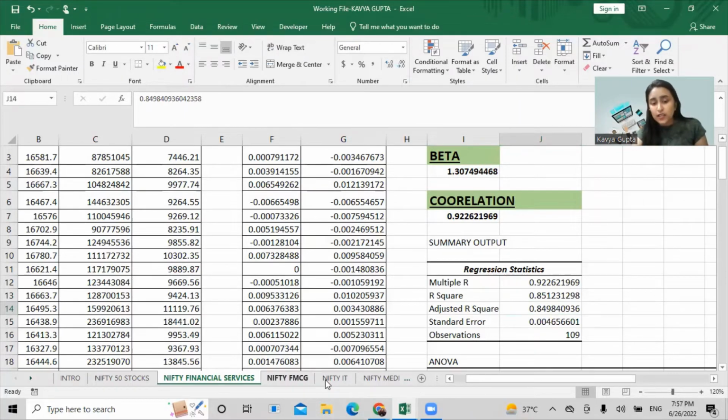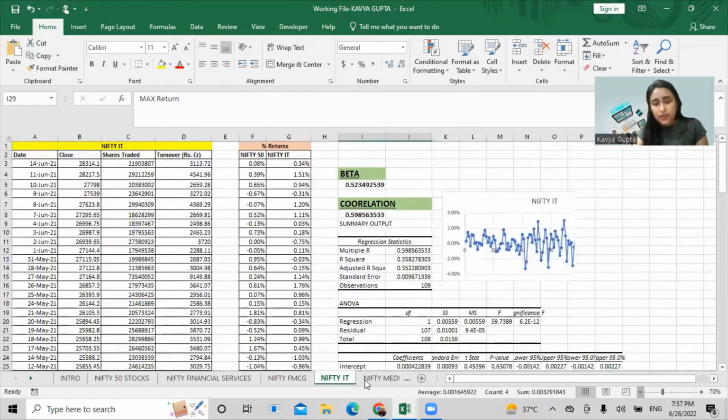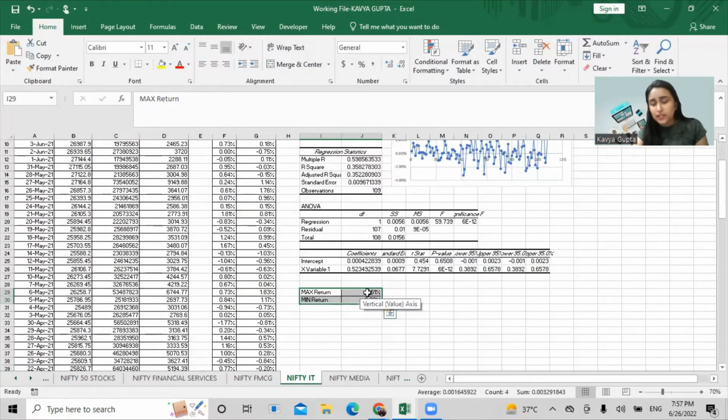Okay, so I had done this for all the 13 sectors. Not just this, I have also tried to calculate the maximum return, the minimum return. Then we can have something called the y is equal to mx plus c equation, which is the slope formula. So all these things are a little technical. Let's not get into that.